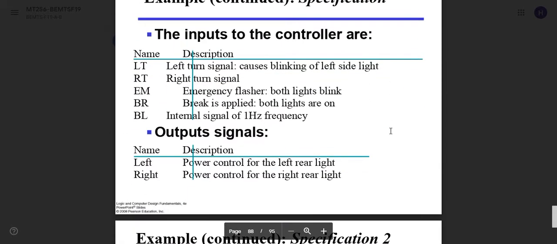So the inputs that are to be controlled are: left turn signal causes blinking of left side light, right turn signal causes blinking of right side light, emergency flasher that turns both lights blinking. BR is the brake; when applied, both lights are on. BL is the internal signal of 1 hertz frequency. So the outputs are left power control for the left rear light and right power control for the right rear light.